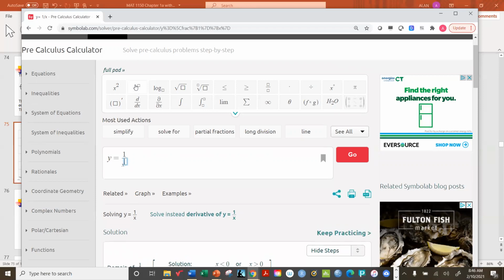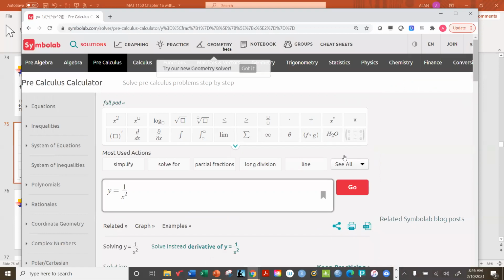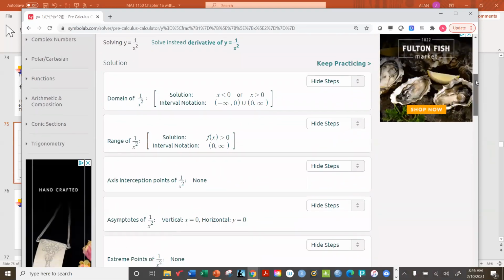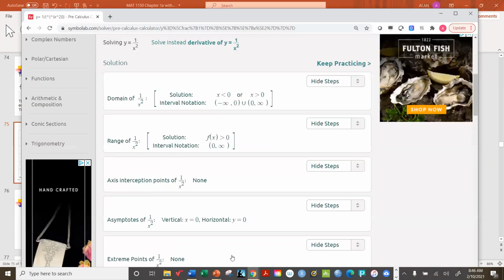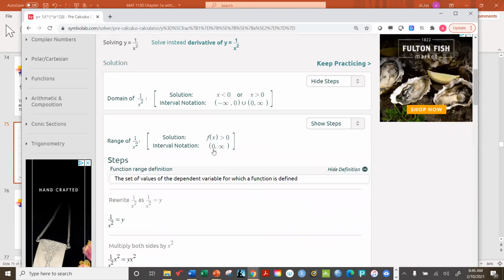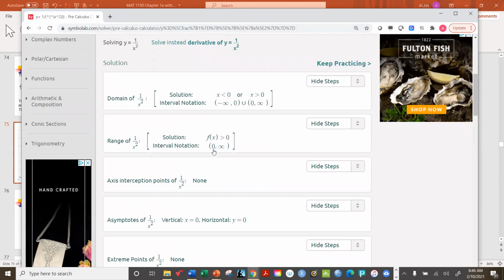X squared. There we go. So first, let's look at what it has to say about the domain and the range. And again, it's the same. For the domain, it's everything but 0. The range is everything from 0 up. In other words, not including the 0. It's strictly greater than 0.